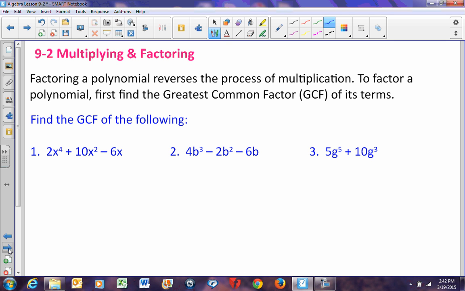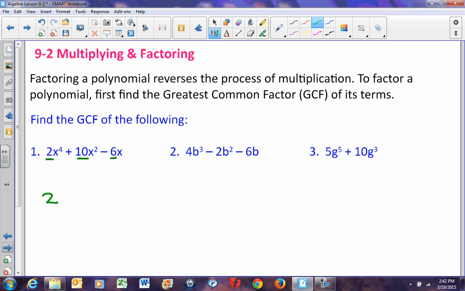Greatest common factor is the largest number and the highest degree of a variable that you can take out of anything. So, I'm going to find the greatest common factor of these following terms. The first thing I need to do is find the largest number that will divide evenly into 2, 10, and negative 6. The largest number that can go into 2, 10, and 6 is 2. So we know the largest number we can take out is 2.